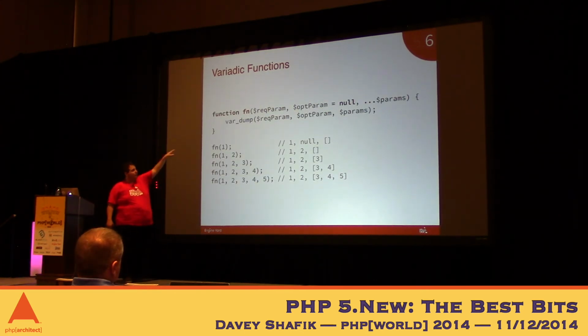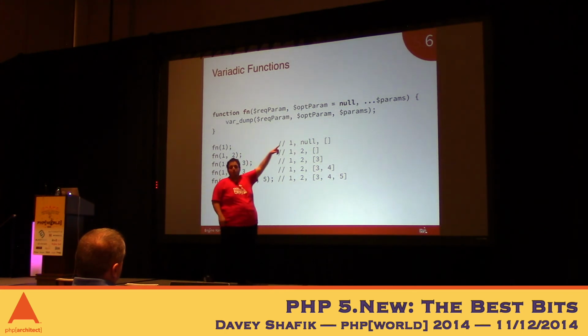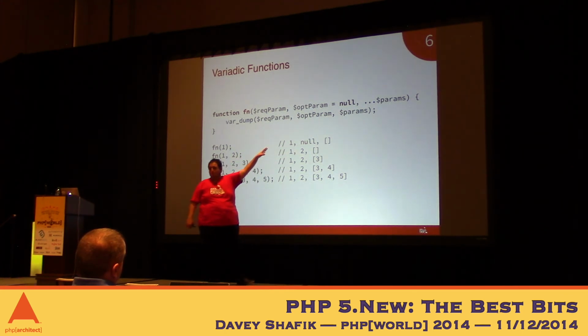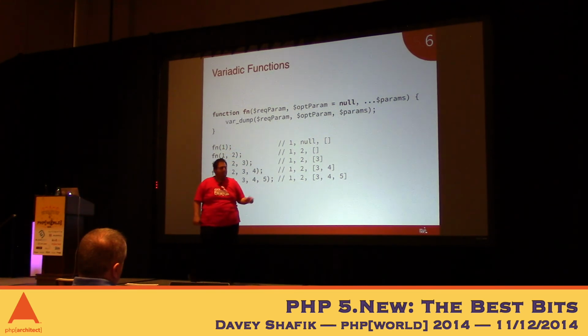Function fn, some sort of required parameter, some sort of optional parameter, triple dot params. So you never used to be able to put anything after an optional parameter that had no default. You can with variadics. Variadics are 0 or 1. Okay. Var dump, required parameter, optional parameter, params. Okay. Call it with the 1 required argument.